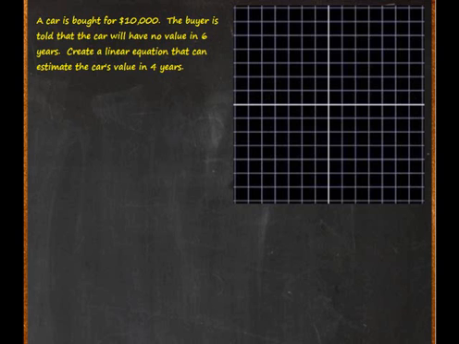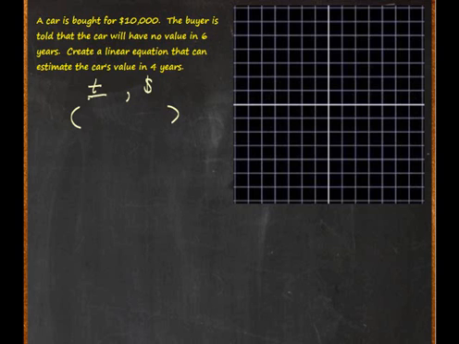Let's assume it's just a car that's bought for $10,000. Well, that means brand new. So we're relating age in years, or time, with money. We're going to identify 2 points, because to make a line we have to have 2 points to get the slope, and then we use 1 point and the slope to make the equation.